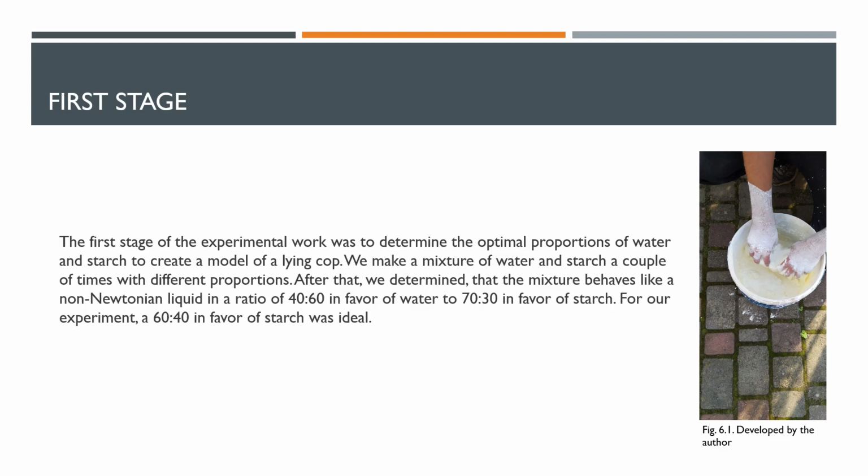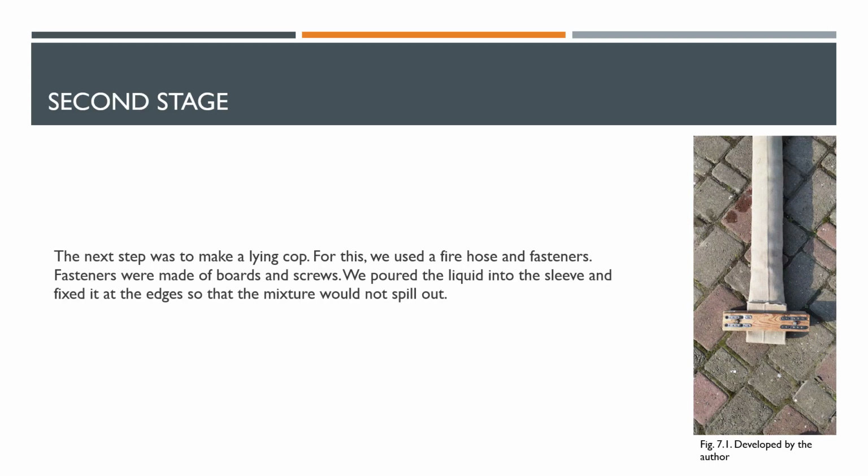The first stage of the experimental work was to determine the optimal proportions of water and starch to create a model of a line cop. We made a mixture of water and starch a couple of times with different proportions. After that, we determined that the mixture behaves like a non-Newtonian liquid in a ratio from 40:60 in favor of water to 70:30 in favor of starch. For our experiment, 60:40 in favor of starch was ideal.